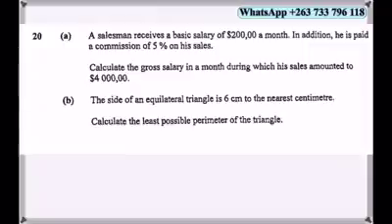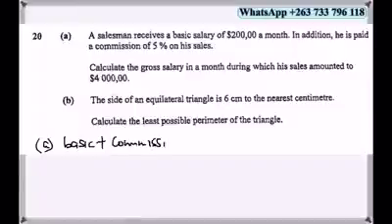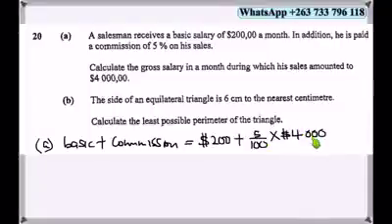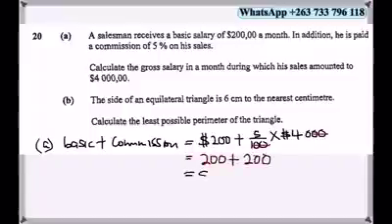Then on number 20, a salesman receives a basic salary of $200 a month. In addition, he is paid a commission of 5% when he sells. Calculate the gross salary in a month during which his sales amounted to $4,000. Therefore, here the gross salary will be the basic salary, which is 200, plus 5% of 4,000. So basic salary plus commission is equal to 200 plus 5% of 4,000. 5% of 4,000 will give us $200, since 5 times 40 is 200. Therefore 200 plus 200 is equal to $400. So this will be the gross salary.